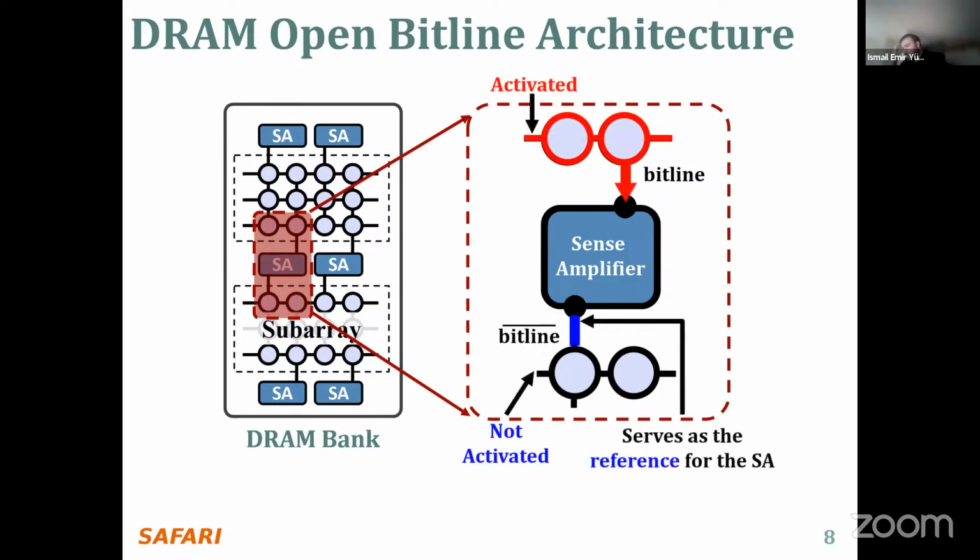The caveat here is that when you activate a row, for example, in the upper subarray, the lower subarray is not activated, and its bit line serves as the reference for the sense amplifier. And the sense amplifiers consist of back-to-back NOT gates. That means that after a successful activation operation, when the bit line has a value of A, the bit line bar will have the negated value of A.